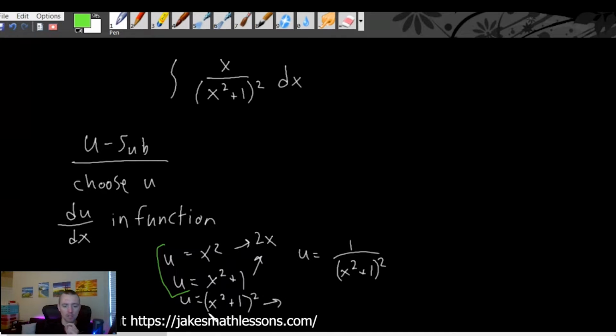because if we were to make our u either of these other two things, the derivative of these two things is not somewhere else in our function. So as a result, we probably want to try one of these two.